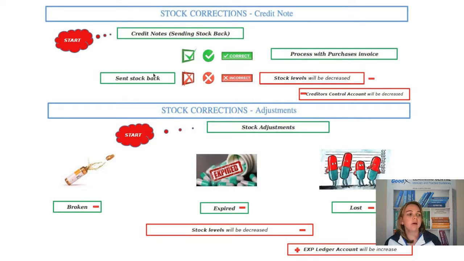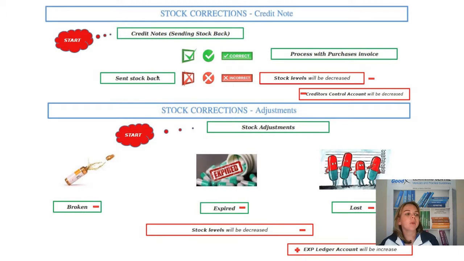Okay, so to come back to the credit notes, you are sending items back. Maybe they have sent you the incorrect schedule of the item, or the strength of the item, or the pack size, or the item is broken and open. Then you have to send it back. You will receive a credit note from them and put the credit note on the system. The credit note will decrease your stock levels again.